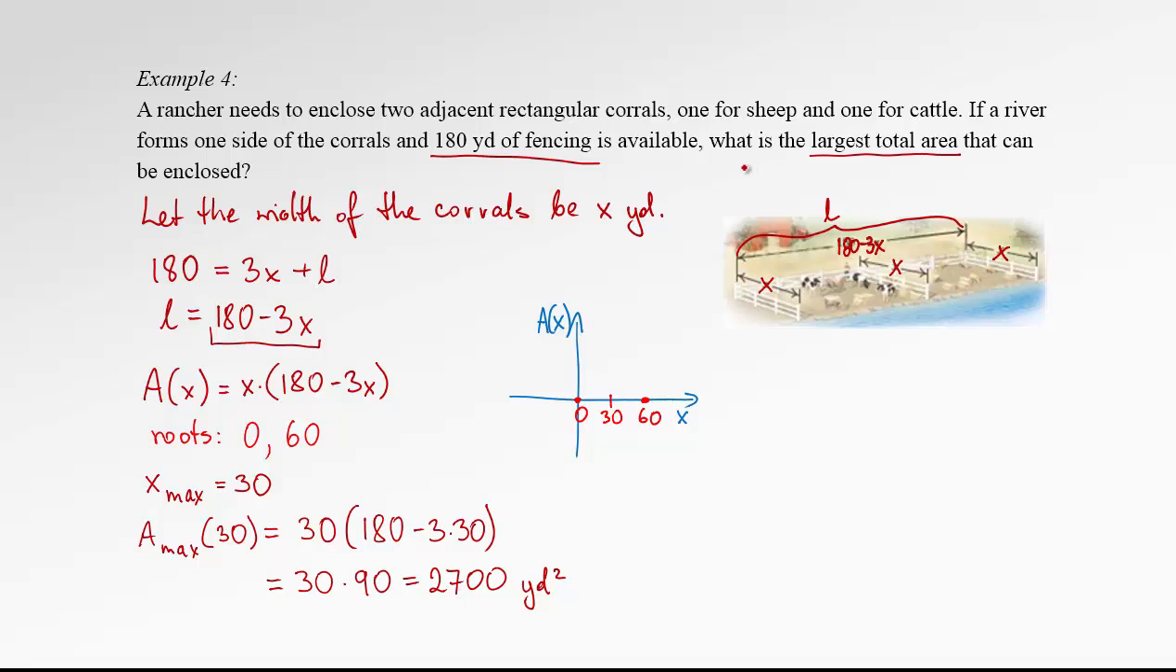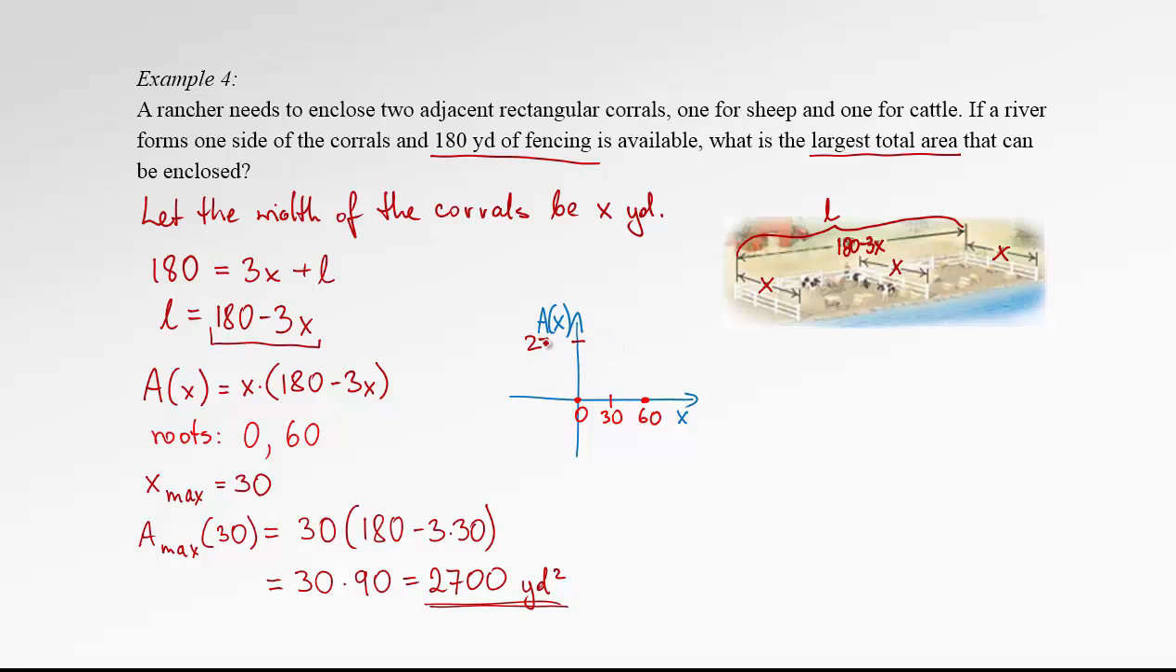So this time the question asks for the largest area. It doesn't really ask for the dimensions of those corrals, even though we actually have got them now, because the x that produces the maximum area is 30, and this expression 130 minus 3x gives us exactly 90. So the dimensions are 30 by 90. However, the question only asks about the largest area. So we're really after the second coordinate of the vertex of this parabola.